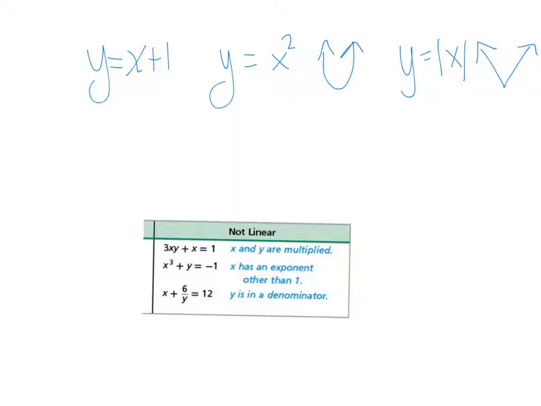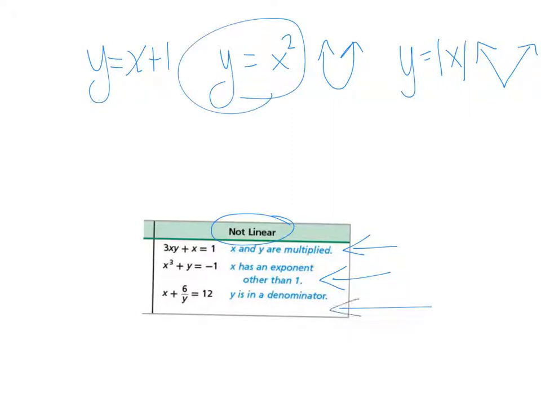But there's some times when something's not linear. Any time that the x and y is being multiplied together, like in the example here, that would make it not linear. Or if x has an exponent, like in the y equals x squared problem that we were talking about, that's not going to be linear. And if y is in the denominator, the bottom of a fraction, anytime y is in the denominator, it would not be linear. Other than that, they're going to be linear equations or functions.